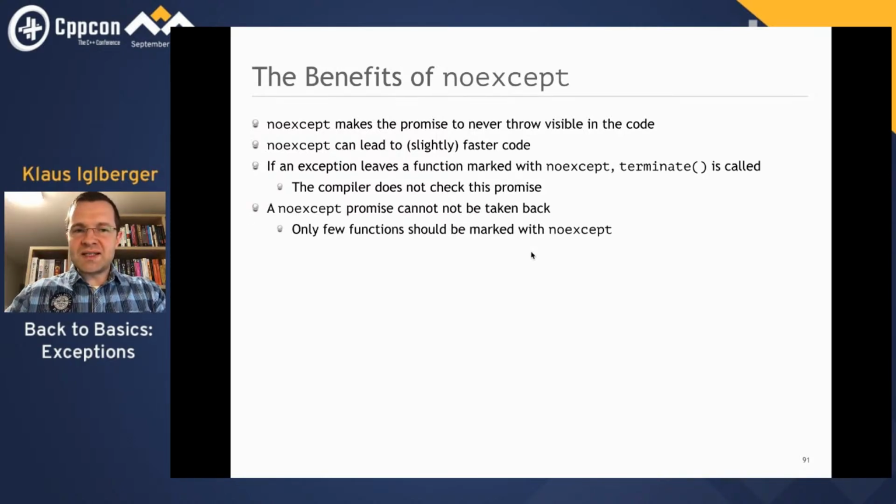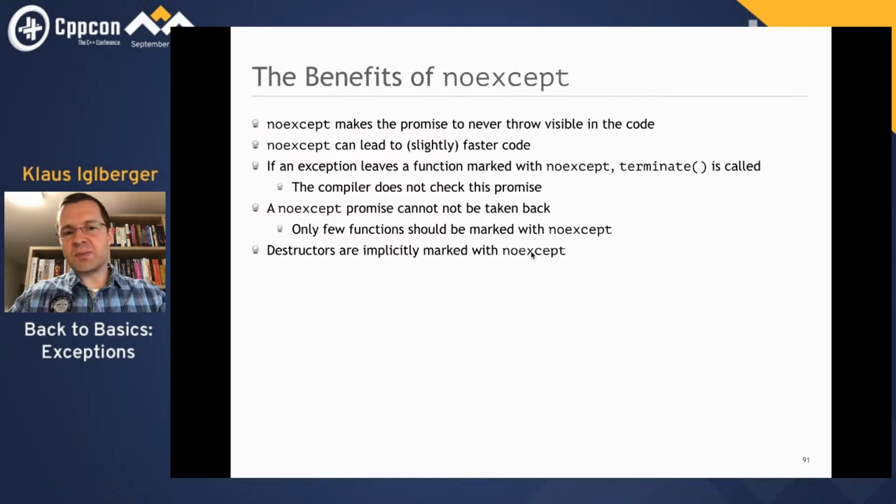Which, however, also means that you should not give the noexcept promise lightly. So only give it if you're absolutely certain that this is actually true. And also, do not give it if you later potentially might take it back. Because once a function is marked as noexcept, people will rely on this promise. And later telling them, by the way, it's not working that way anymore, is probably not a good idea. So there are few functions that should be marked with noexcept. The obvious small functions, please don't overuse it, despite the fact that perhaps code is a little faster. And of course, I mentioned this before, destructors are implicitly marked as noexcept.